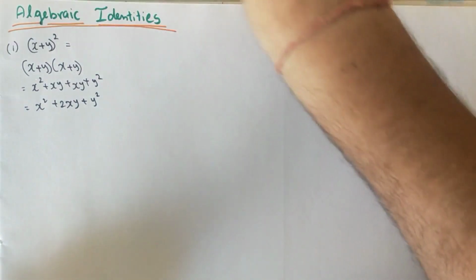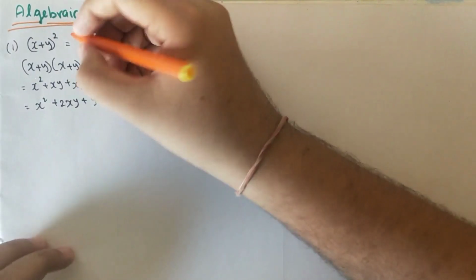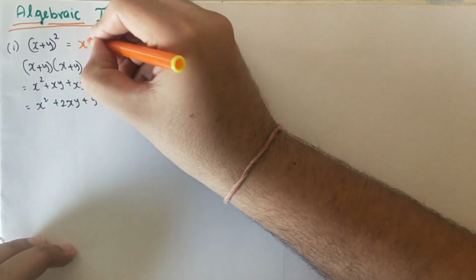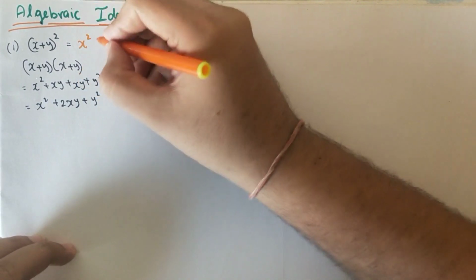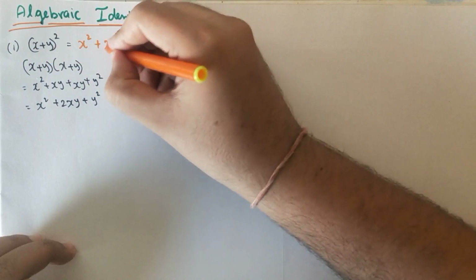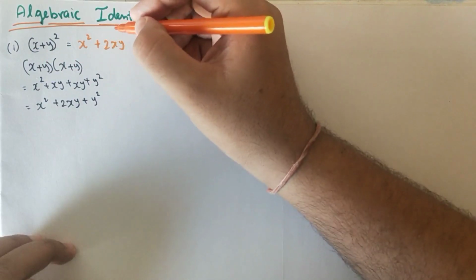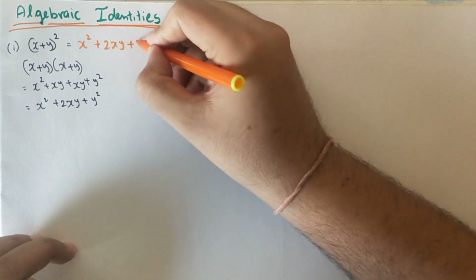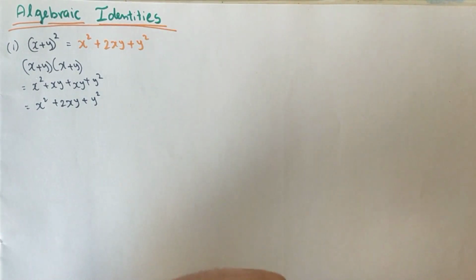So what is my final answer? My final answer is the square of the first term, X square, plus 2 times the product of the first term and second term together, plus the square of the second term.